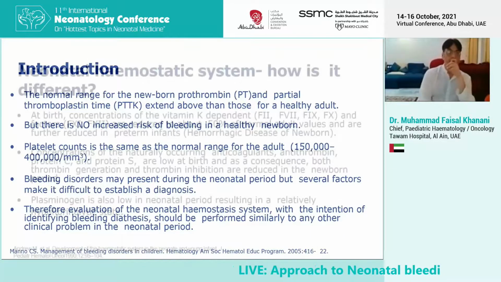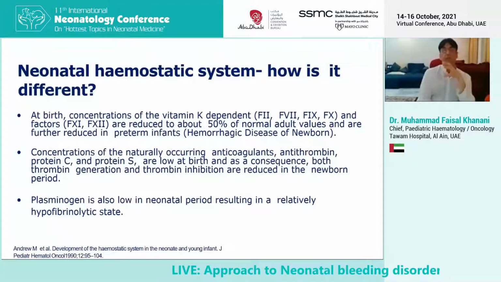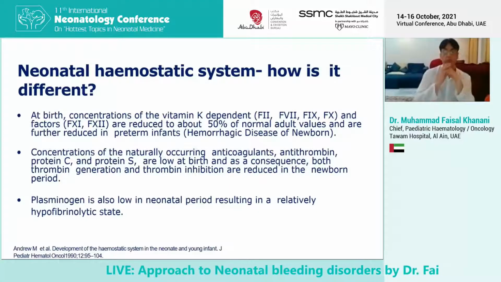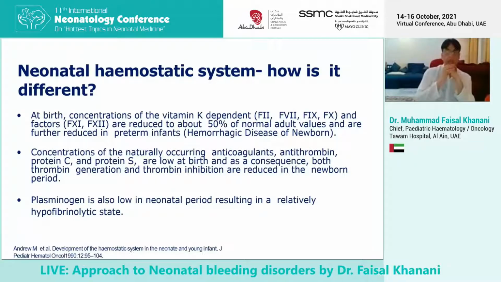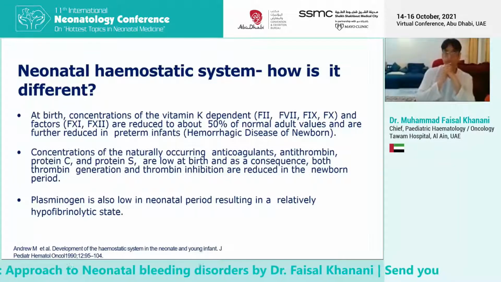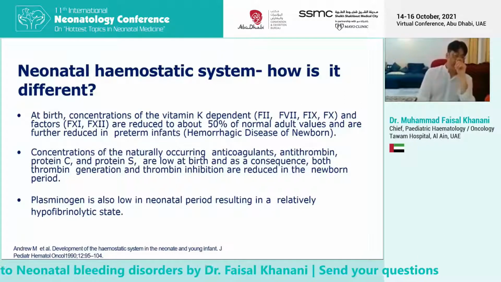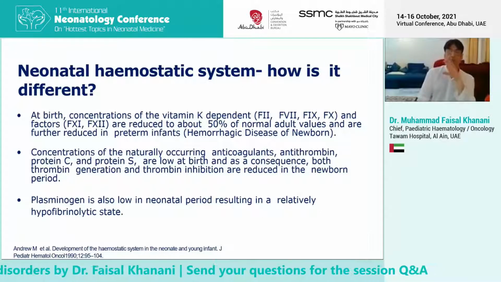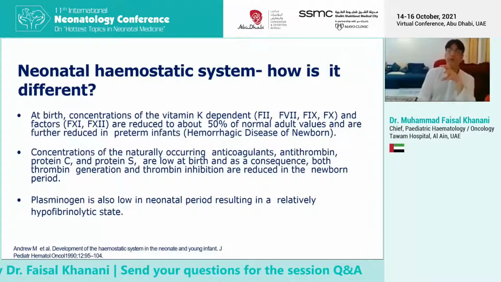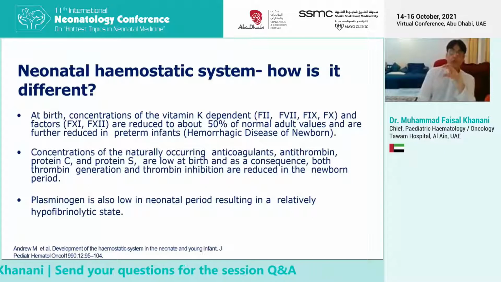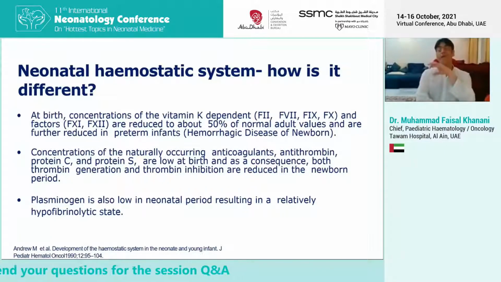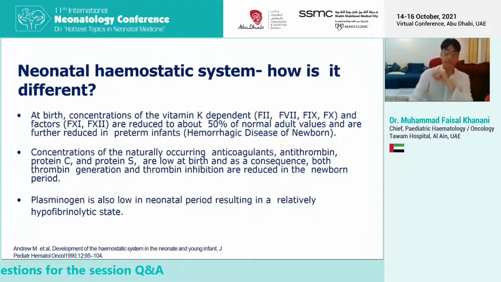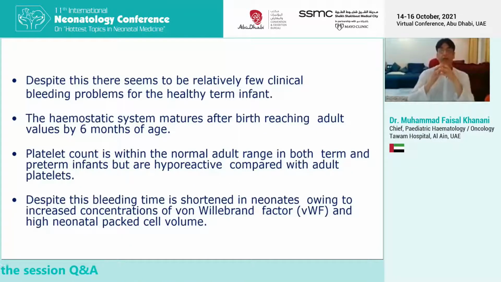At birth, the concentration of vitamin K dependent factors is reduced to 50% of normal adult values, and is further reduced in the preterm. The concentrations of naturally occurring anticoagulants, antithrombin and protein C, are also low at birth. As a consequence, both prothrombin generation and thrombin inhibition are reduced. Also, plasminogen is low in the neonatal period, in a low hypofibrinolytic state. Despite this, few clinical problems occur in normal healthy neonates.